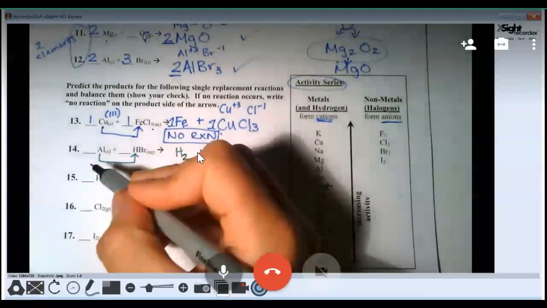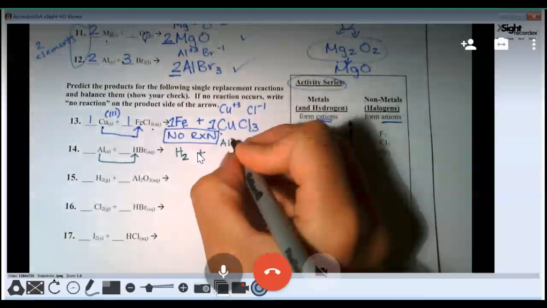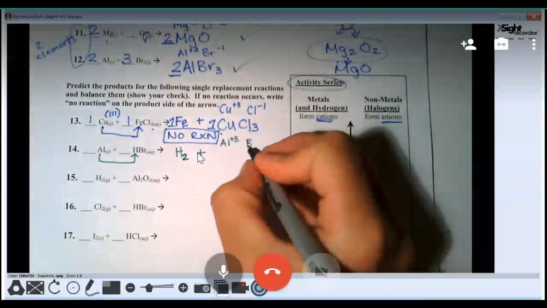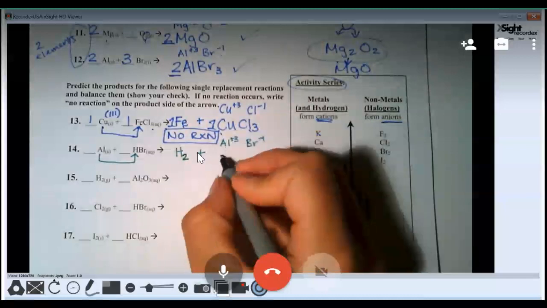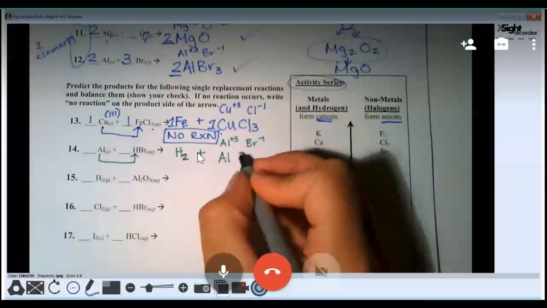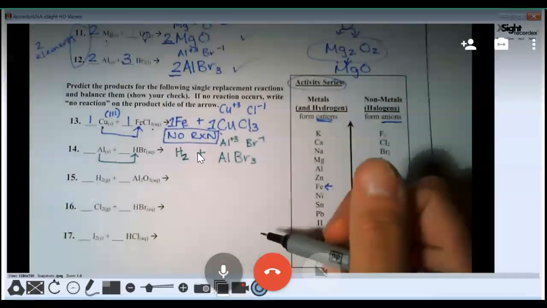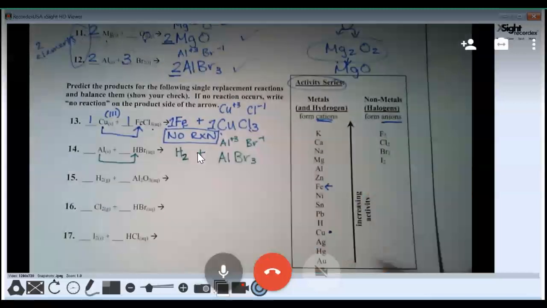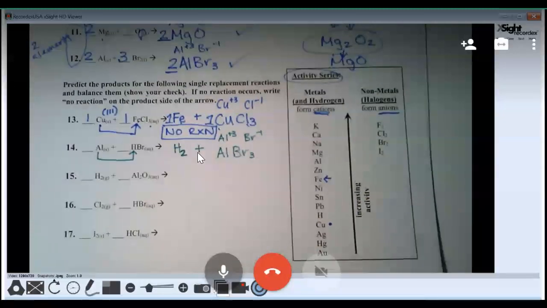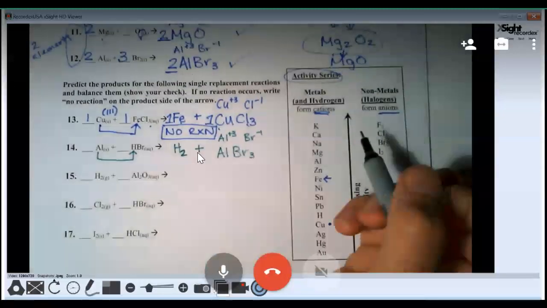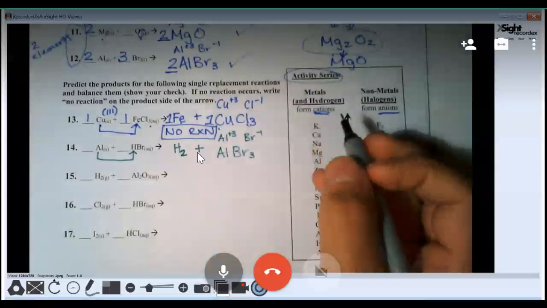Okay? And then our other product is going to be aluminum, which we know is a +3 charge, bonded with the bromine, which has a -1 charge. So when we do our crisscross, we get AlBr3. Okay? So now we need to balance this equation. What is out of balance here? Hydrogen. Okay, so how can I fix the hydrogen? Add a 2 in front of the second reactant. Okay, so I can put a 2 here.